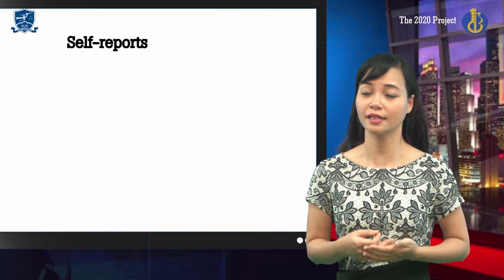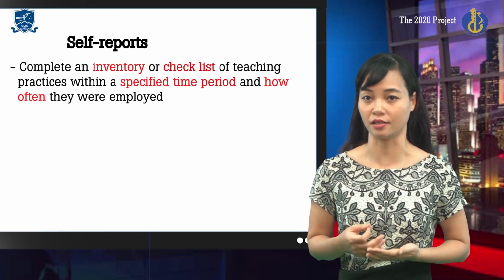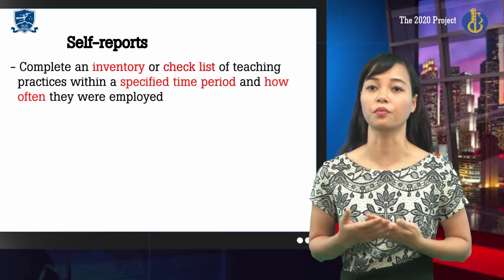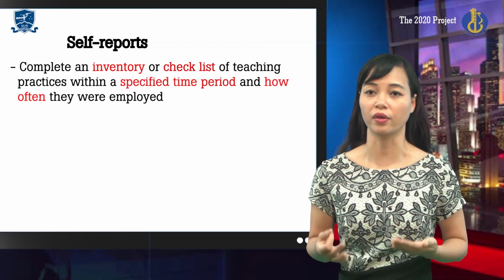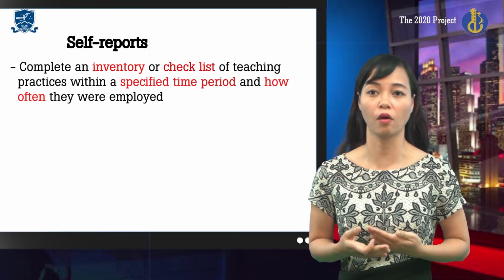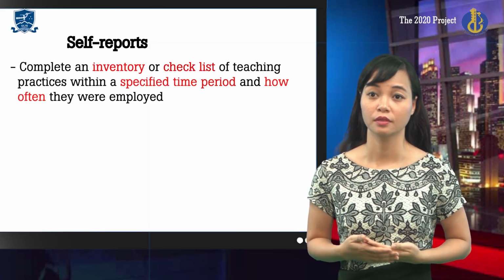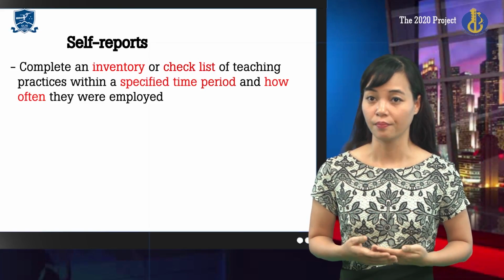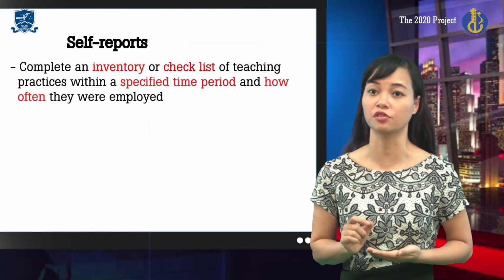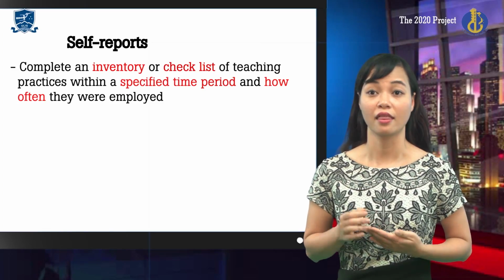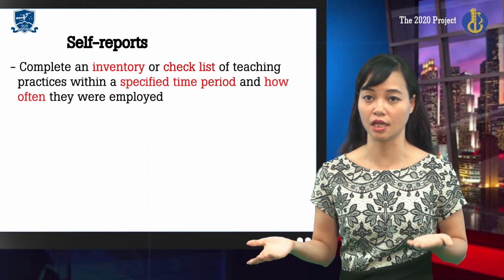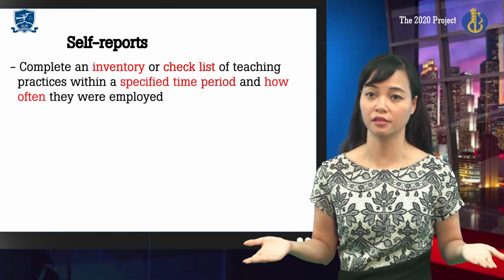Self-reporting involves completing an inventory or checklist in which the teacher indicates which teaching practices were used within a lesson or within a specified time period and how often they were employed. For example, before a lesson, a teacher may write down all the teaching practices she or he intends to deliver in the lesson. Then, while teaching, she or he would refer to this checklist to see whether they have been implemented successfully.